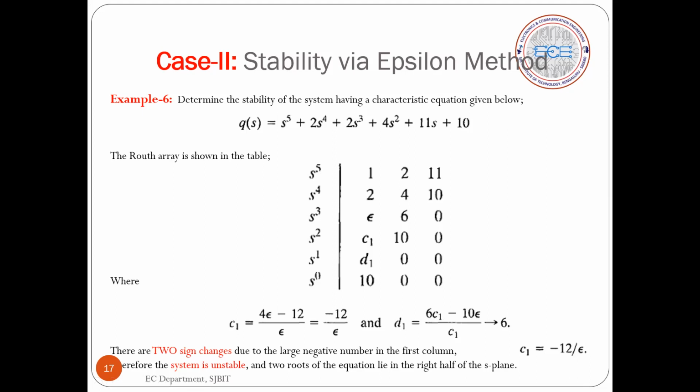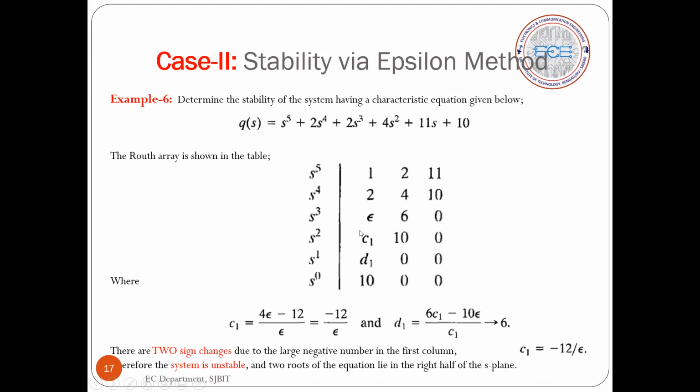Now if you look into the first column elements, the C1 value becomes minus 12 by epsilon. What value it takes is not important, the sign is important. So we have minus here at the C1 position. D1 is positive, and the last one we have is a constant 10. So here you have one sign change at C1, the C1 element becoming negative.